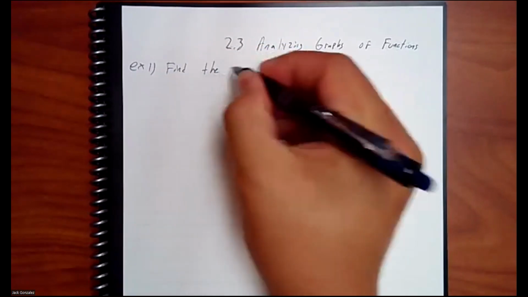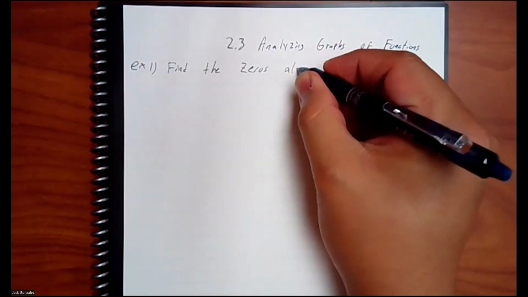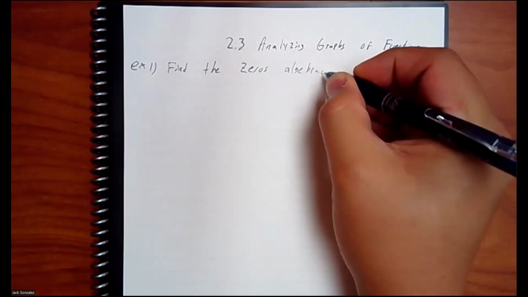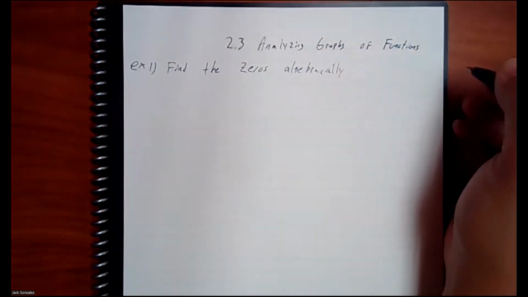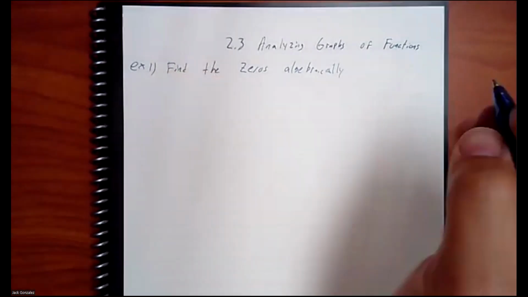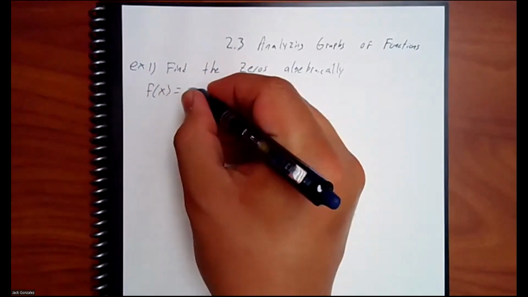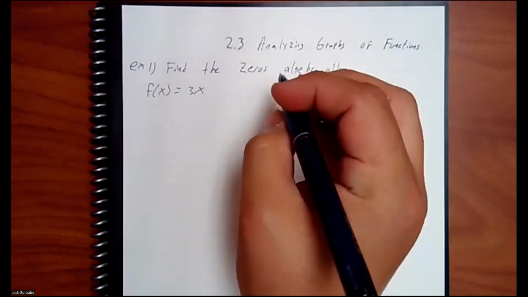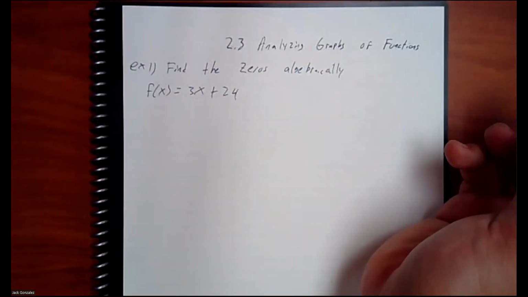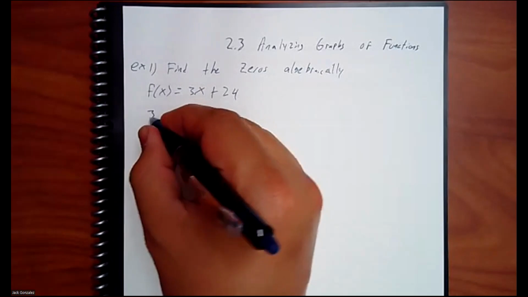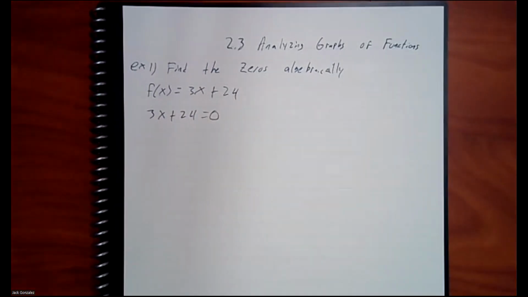Find the zeros algebraically. Oops, I wrote it all weird. So whenever they say find the zeros, they're asking you to find what will make this function equal to 0. So simply set this to 0 and solve, and you'll be done.